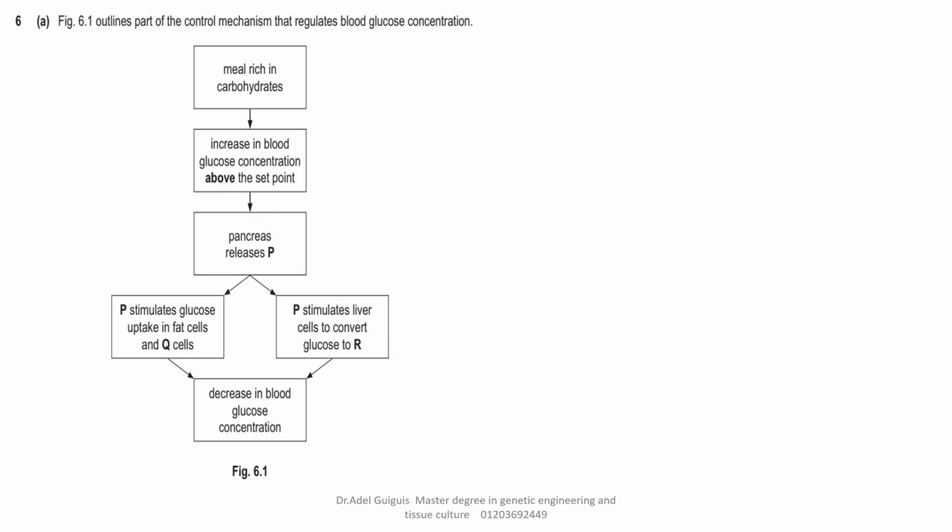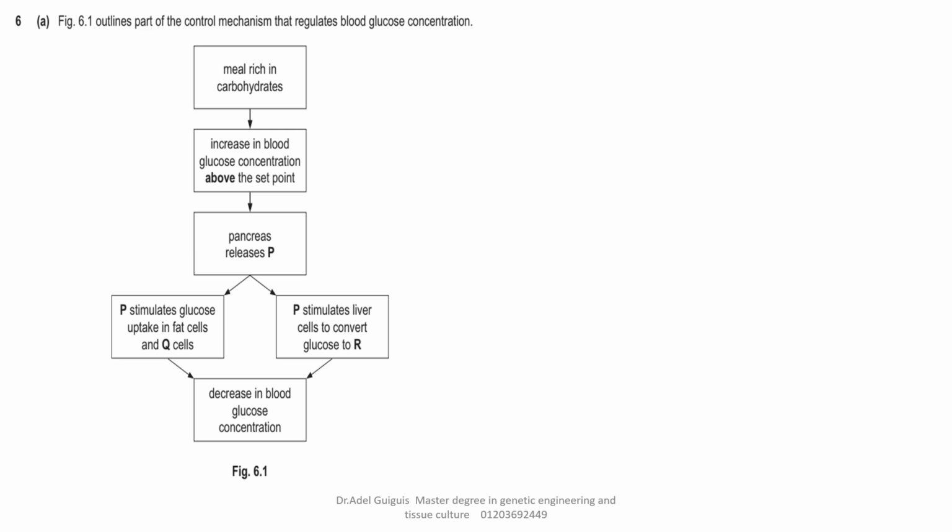6a, figure 6.1 outlines part of the control mechanism that regulates blood glucose concentration. A meal rich in carbohydrates leads to an increase in blood glucose concentration above the set point. The pancreas releases P. P stimulates glucose uptake in fat cells and Q cells. Also P stimulates liver cells to convert glucose to R. So both actions lead to a decrease in blood glucose concentration.